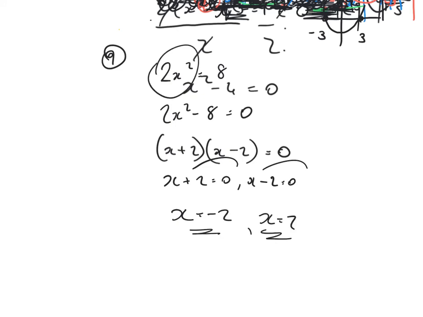Okay, so positive x squared, concave down, and I've got a root at minus 2 and a root at 2.